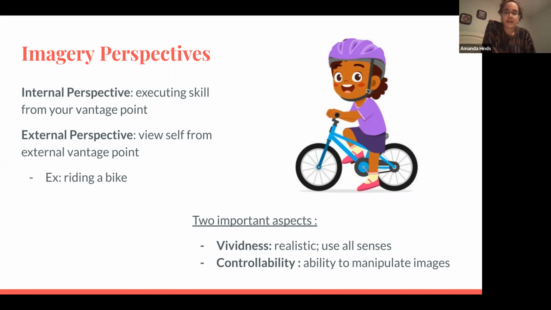One of these perspectives is not necessarily better than the other, but the two most important aspects of imagery are vividness and controllability. Vividness is having the image be realistic and having it utilize all your senses, which we'll talk about later. And controllability is the ability to manipulate those images. Again, with the example of riding a bike, the vividness would be being able to really imagine being in that environment on the road, what it feels like, what it sounds like, all those senses. And controllability is the ability to imagine yourself actually moving through that space on a bike and to manipulate that image.